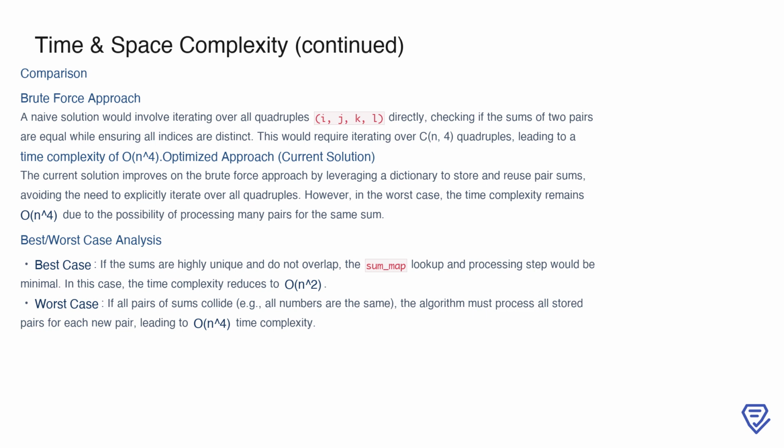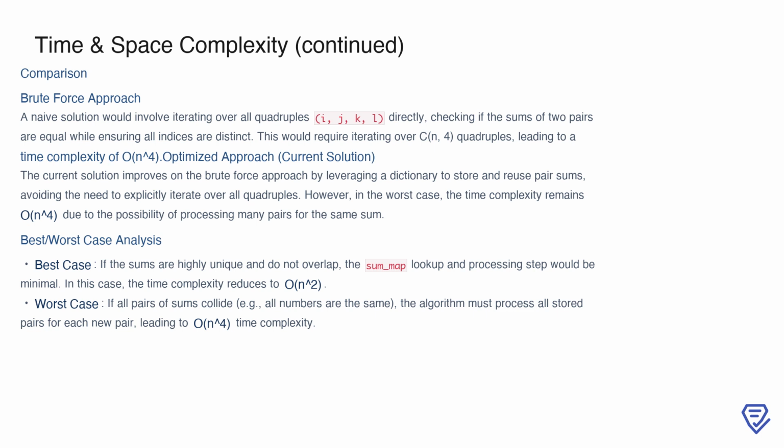When comparing the current solution to a brute force approach, we can see the improvement. A naive solution would involve iterating over all quadruples i, j, k, l directly, checking if the sums of two pairs are equal while ensuring all indices are distinct. This requires iterating over C(n, 4) quadruples, resulting in a time complexity of O(n to the power of 4). The current solution optimizes this by using a dictionary to store and reuse pair sums, avoiding the need to explicitly iterate over all quadruples. Despite this optimization, the worst-case time complexity remains O(n to the power of 4), as the algorithm might still need to process a large number of pairs for the same sum.